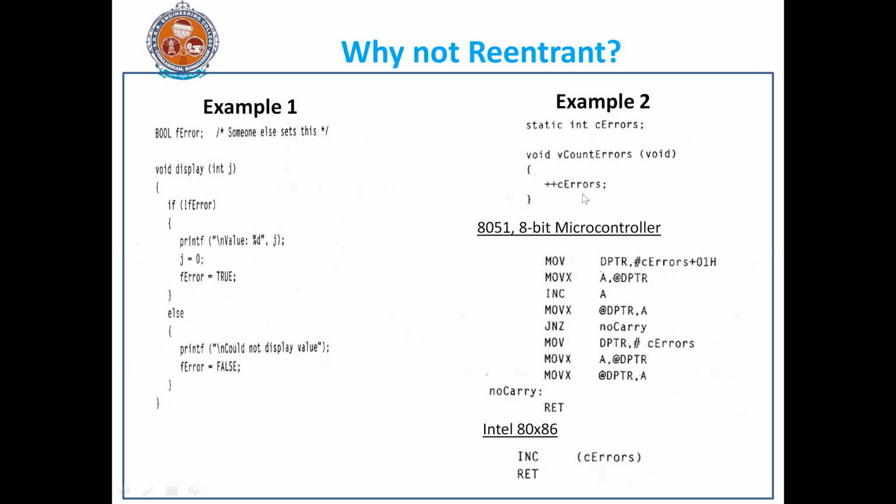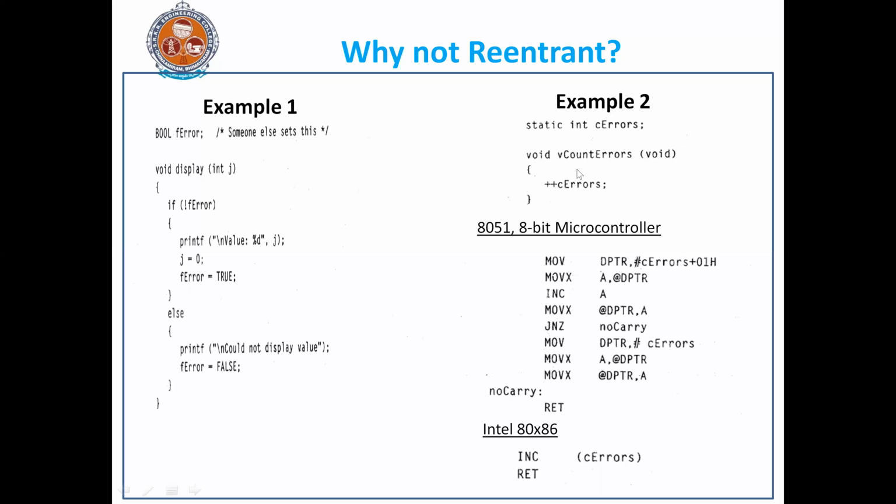For example, if you take this example, here plus plus C errors. This is a function where it is using the static int C errors. The static int C errors is a variable which is also stored in a fixed location in your memory. Once this function is using the C errors variable, this is also not a reentrant function because it is violating rule 1. So that's why this function is also not a reentrant function.